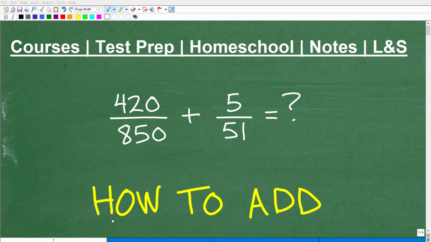Okay, let's go ahead and talk about how to add these fractions. As a matter of fact, if you think you could do this problem, go ahead and put your answer into the comment section. Just make sure you fully reduce your answer.